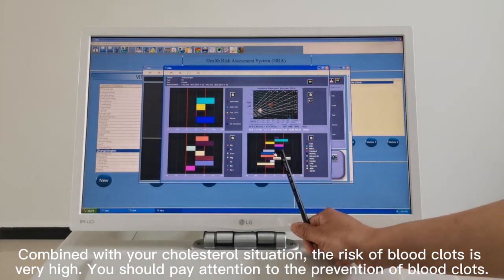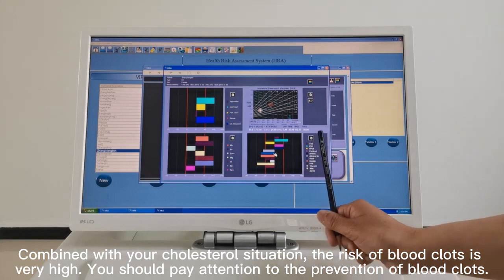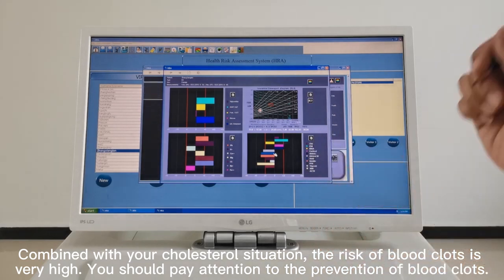Combined with the cholesterol situation, the risk of blood clot is very high. You should pay attention to the prevention of blood clot.